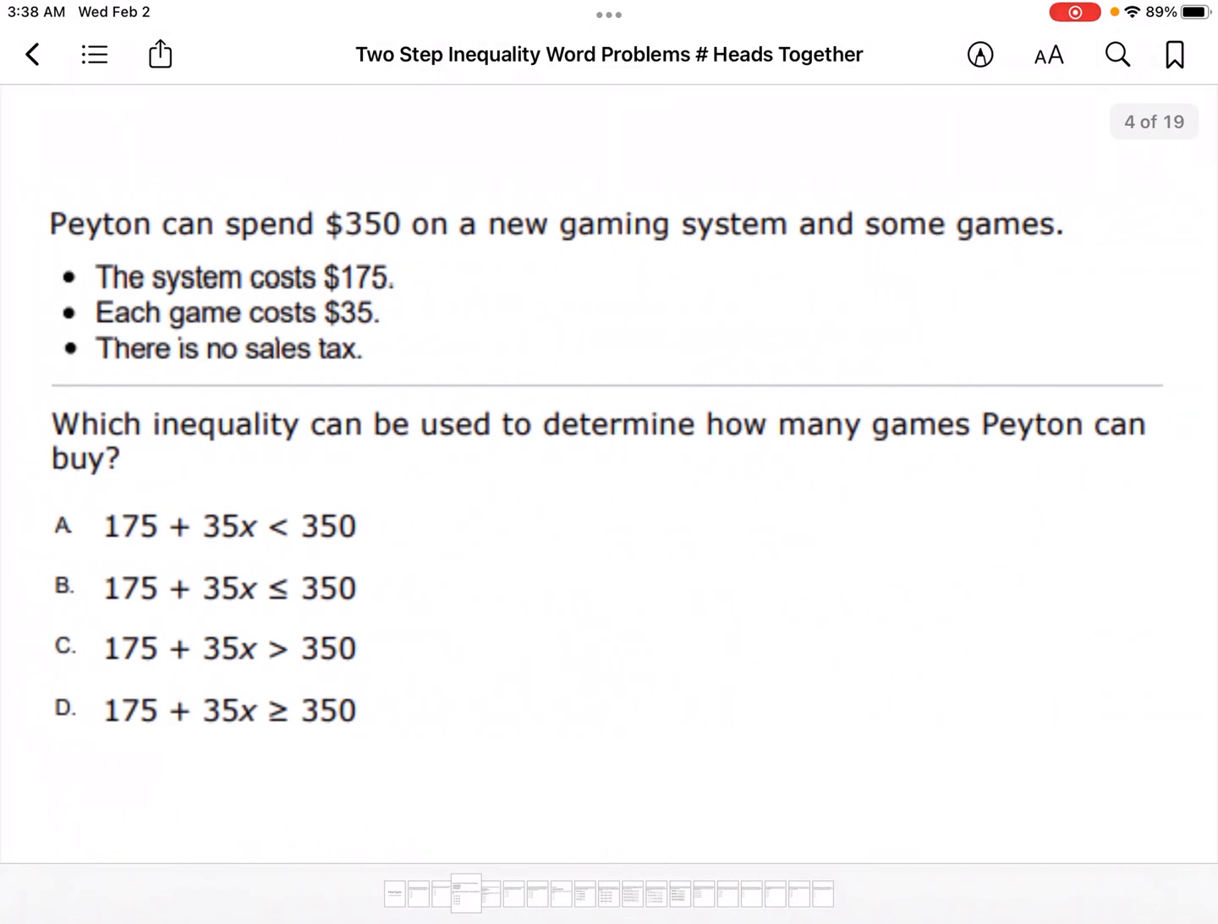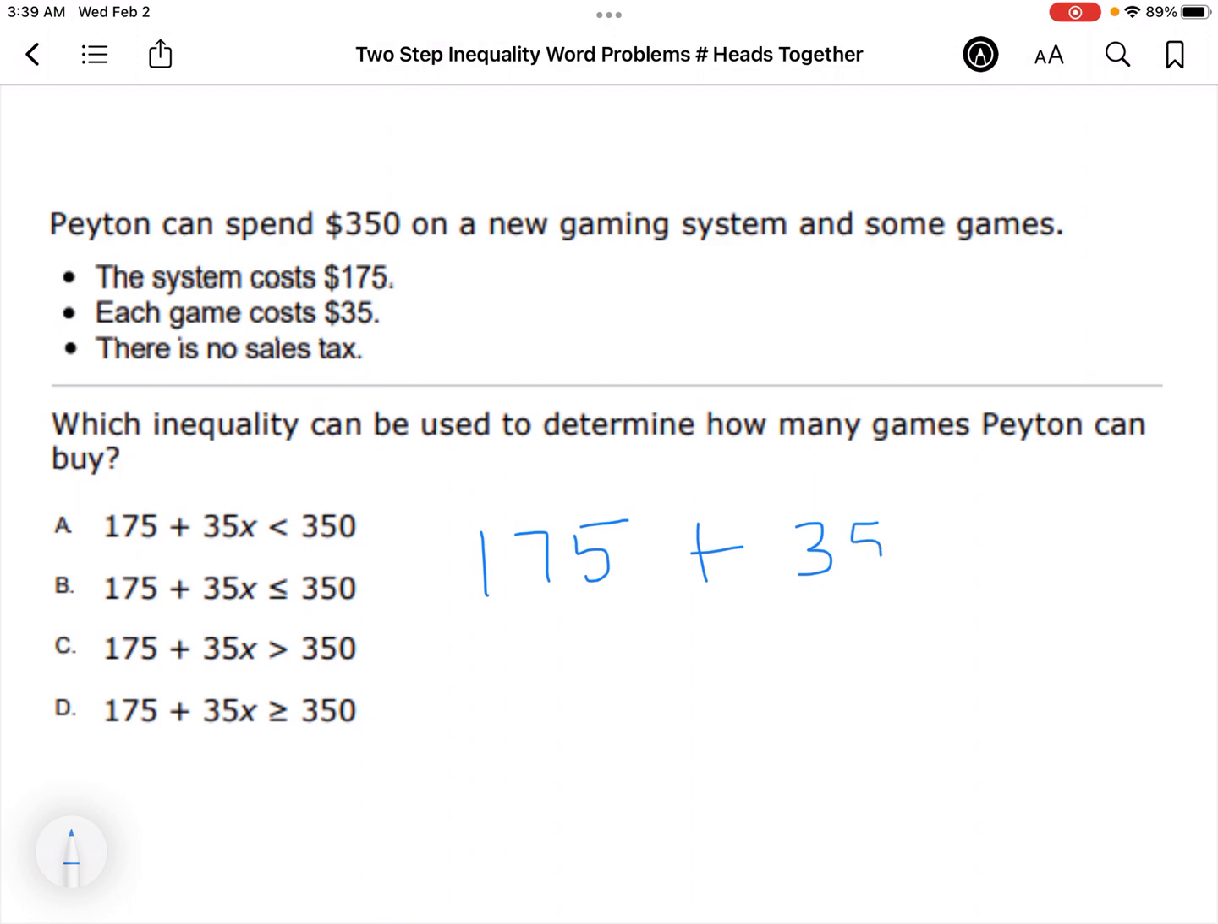Peyton can spend $350 on a new gaming system and some games. The system costs $175, and each game costs $35. So each game tells me where the variable is going. She can't spend more than $350, so that has to be less than or equal to $350. So if I'm looking at my options, it says there's no sales tax, so I don't have to worry about that. So I know that it can't be D or C, so it's going to have to be B.